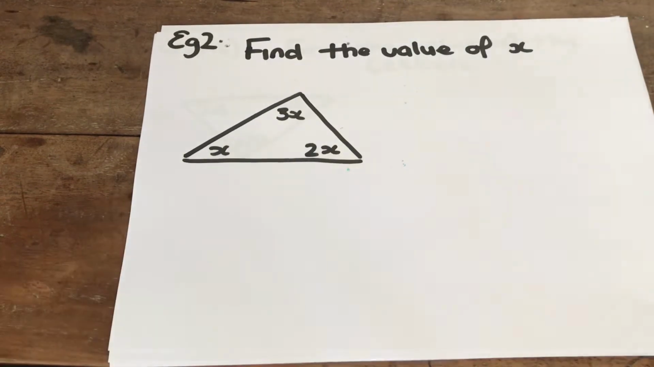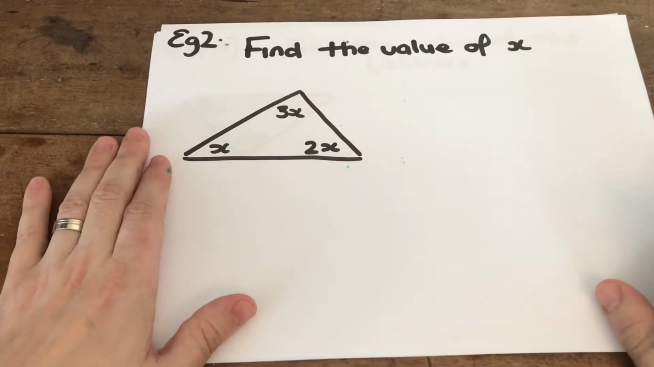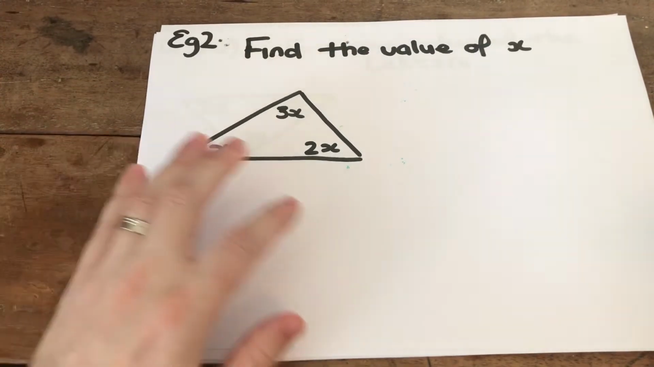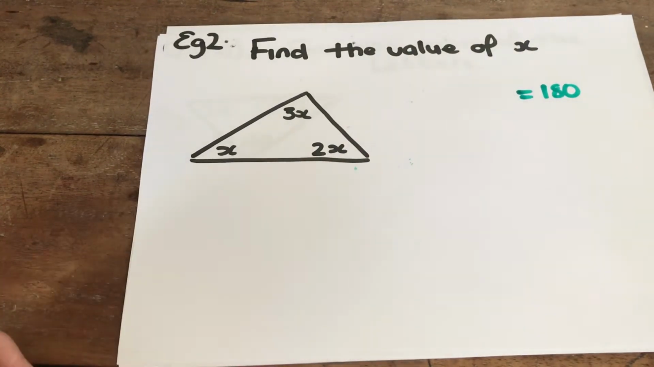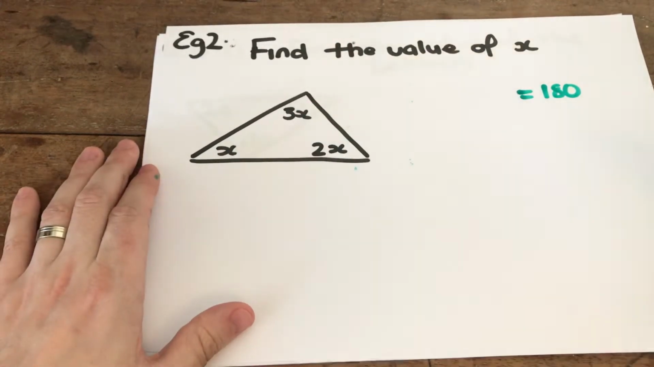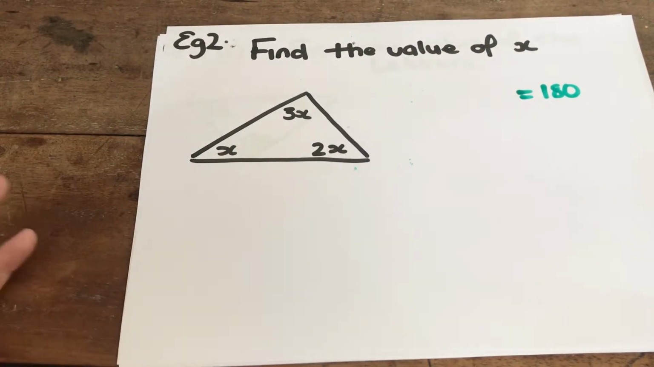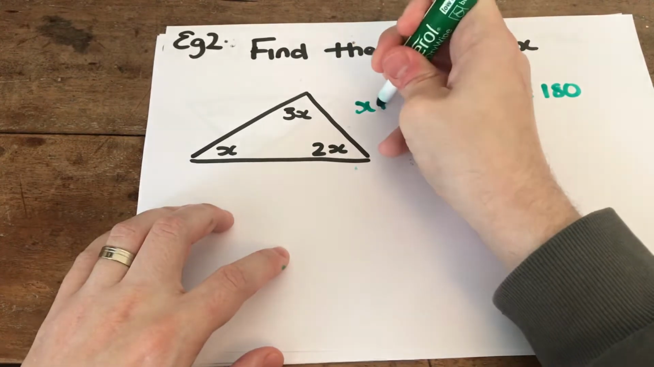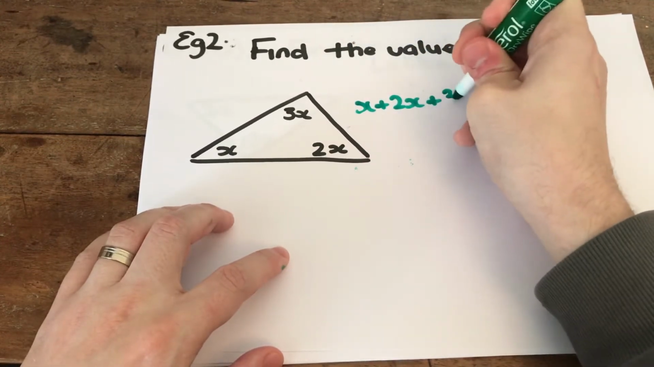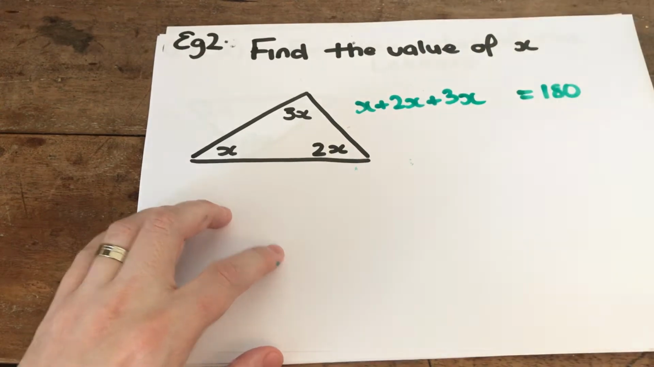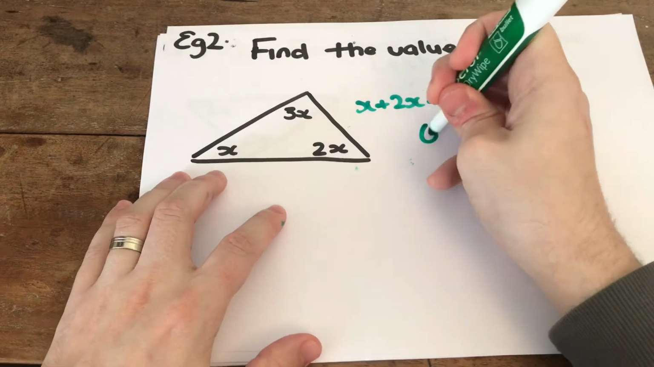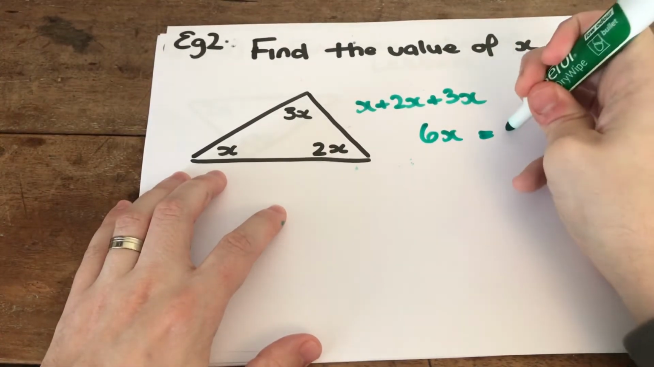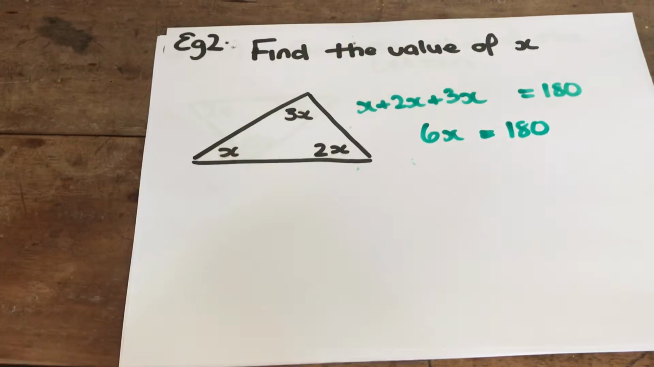For our next example, our angles are given using algebra. Now, we use the same angle fact as before, which was angles in a triangle equal 180. This is a scalene triangle because all of our angles are different. But we do the same thing as in any other angle problem, which is we add up our angles that we've been given. So we've got x plus 2x plus 3x. If we add x plus 2x plus 3x, that gives us 6x, and we say that 6x equals 180.